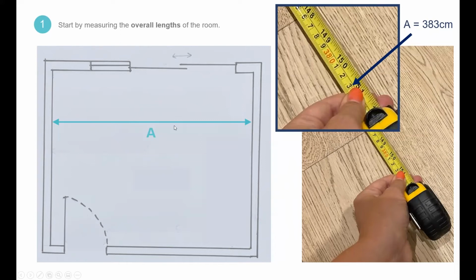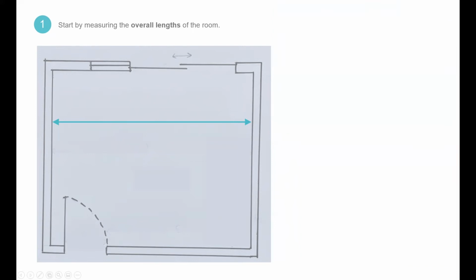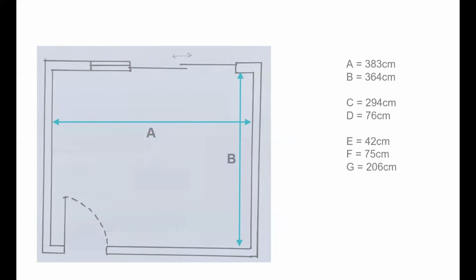Now you can write the measurement alongside the arrow on your sketch plan, or you can put a code, like a letter for each measurement, and then you do quite a neat list of measurements down the side of your drawing. So I'm going to show you how to do it that way, because I think it's quite neat and it's quite easy to read. So A, and then we've got that one there as well. So we've got A and B, so we've got the width and the length of the room. So we've got A is 383 centimetres, and B is 364 centimetres. It's not too far off being a square room, actually, this one.